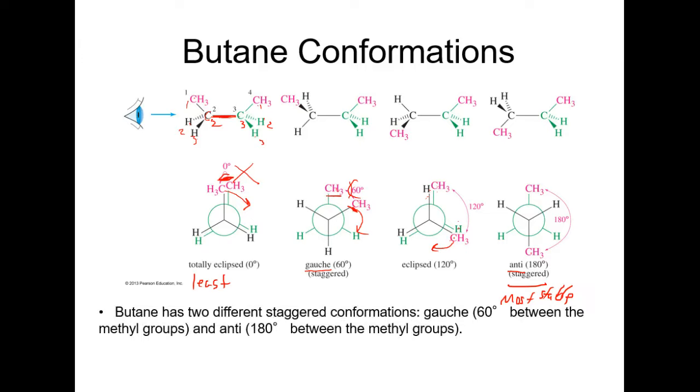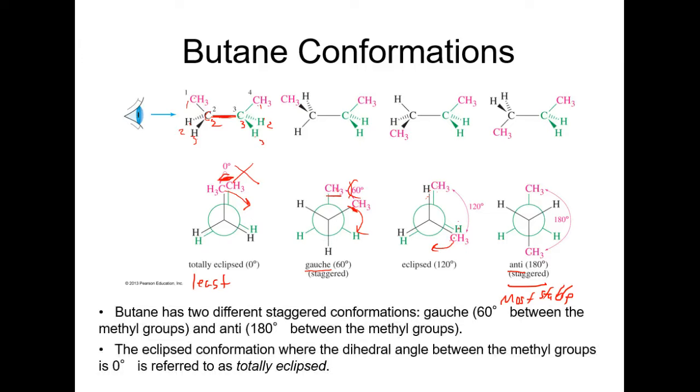So butane has 2 different staggered conformations: the gauche, at 60 degrees, and then the anti. The eclipsed conformation, where the dihedral angle between the methyl groups is 0, is referred to as totally eclipsed and is incredibly unstable.